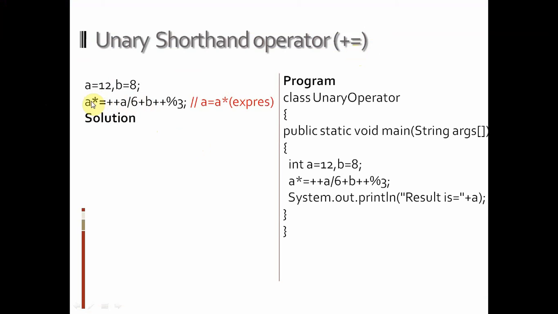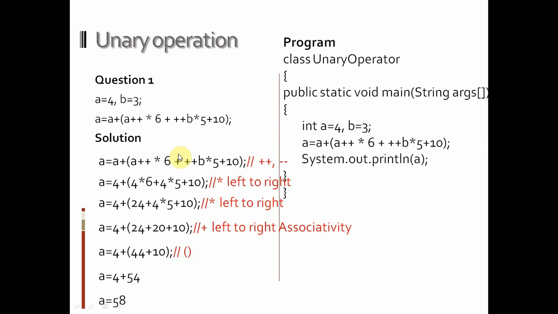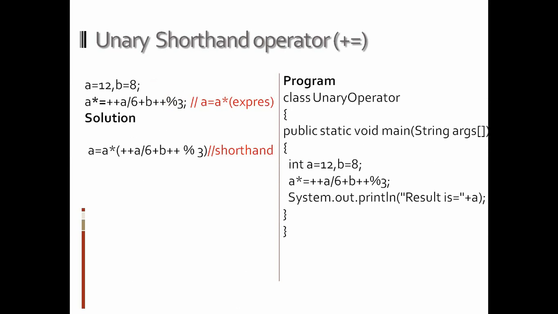So it will be written like this: a equals to a into plus this expression. Now we have to solve this expression with the help of the operator precedence rule and the operator associativity rule, as we discussed in the previous topic. Bracket priority is always high, so the bracket will be solved first, but inside the bracket there are different types of operators: modulus, plus and divide.